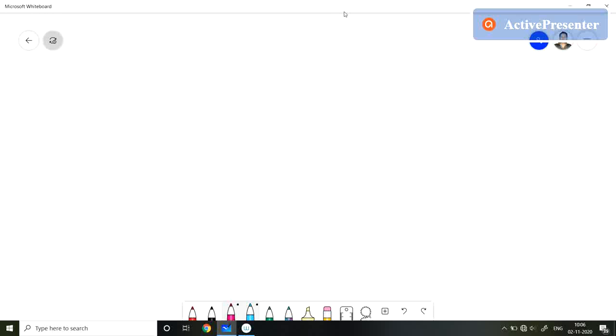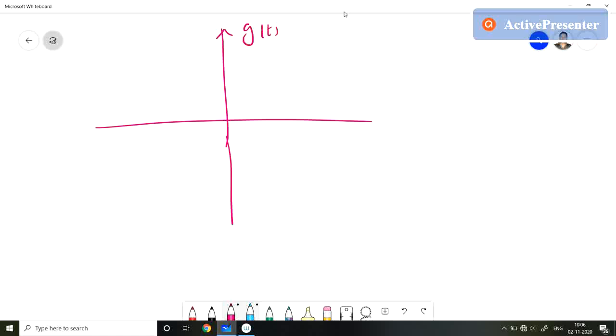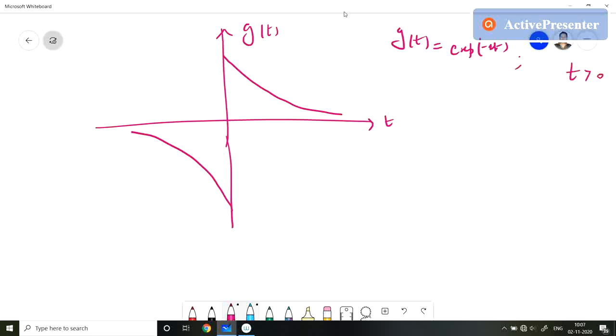Let us define g(t), a double exponential signal, in this way. g(t) is equal to exponential minus at when t is greater than 0, equal to 0 when t is equal to 0, and equal to minus exponential at when t is less than 0. This g(t) can be written in the form of the signum function. Since it is +1 here, it is +1 times exponential minus at when t is greater than 0. So we can write it as exponential.